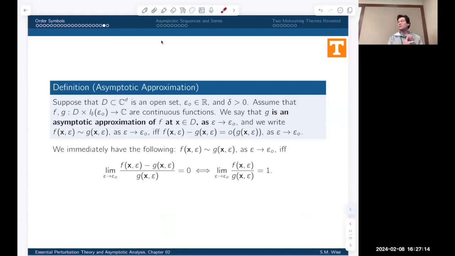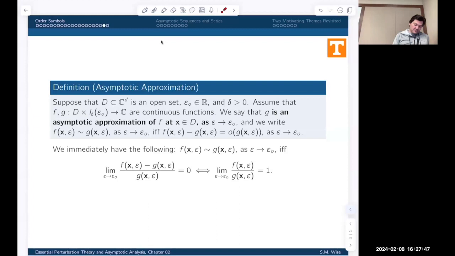So we've defined big O notation, little o notation, and the next thing we want to define is something that comes up an awful lot, and that is whenever we say that two functions are asymptotic approximations of each other, or one is an asymptotic approximation of the other, for example. We've already used this in one of the examples that we did in chapter 1, and now we've got to put it on a firm foundation by a definition.